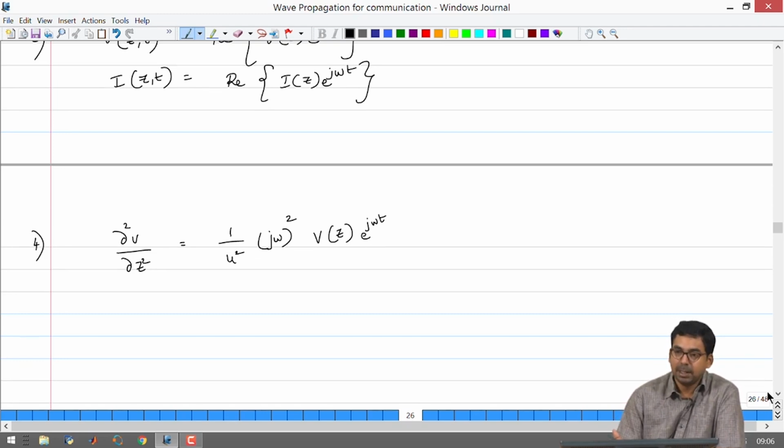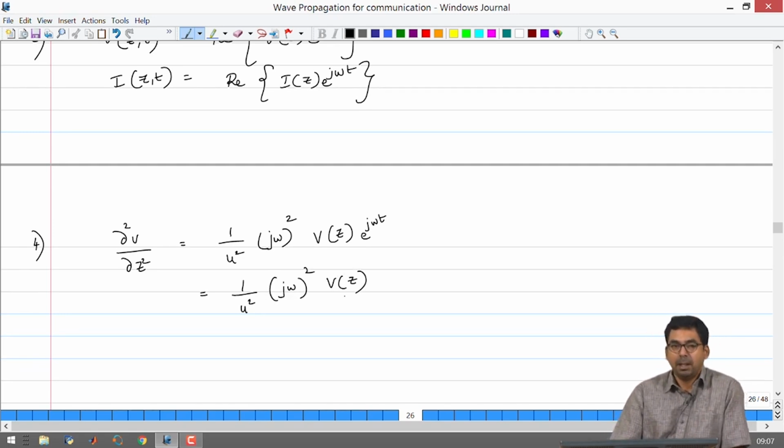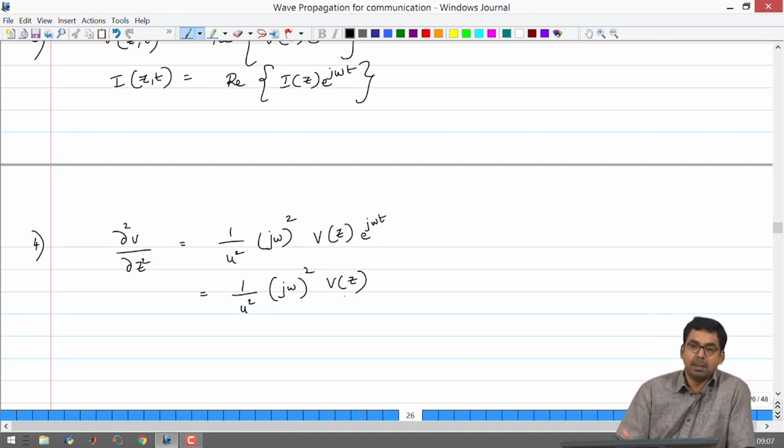So, we could say let us pick one time instant where the phase, the omega t part in e to the j omega t, goes to 0. So, you could always substitute t equal to 0 and get rid of this term, and when you want the time dependence you can always bring back this term. So, this means that you could write this as 1 by u square, and whenever I want to talk about time dependence I will multiply everything with e to the j omega t.